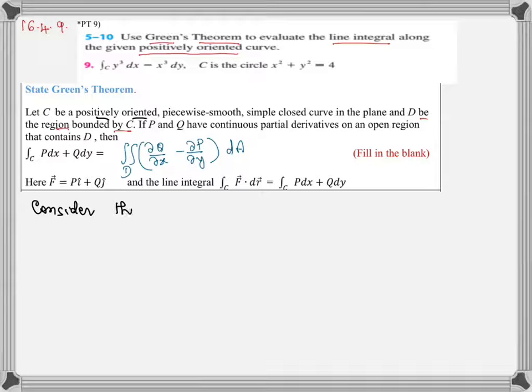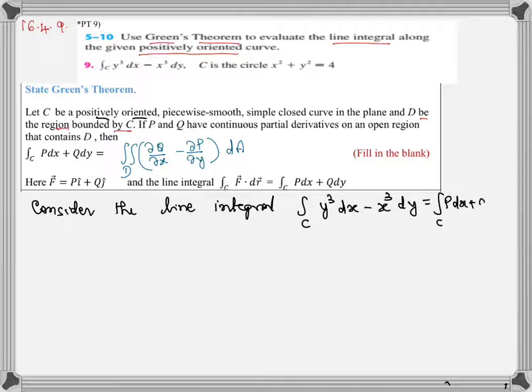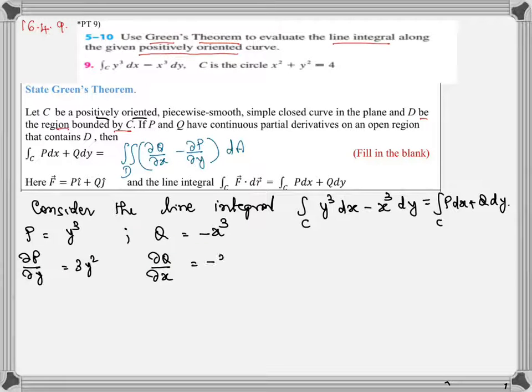Now let's consider the line integral given, which is the integral over C of y cubed dx minus x cubed dy, which is the integral over C of P dx plus Q dy. So we can determine what P and Q are. P is y cubed and Q is negative x cubed. We can also take the derivative of P with respect to y and the derivative of Q with respect to x. They are 3y squared and negative 3x squared respectively.